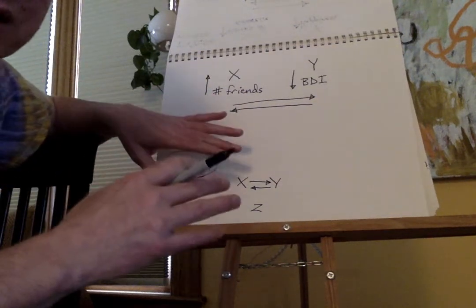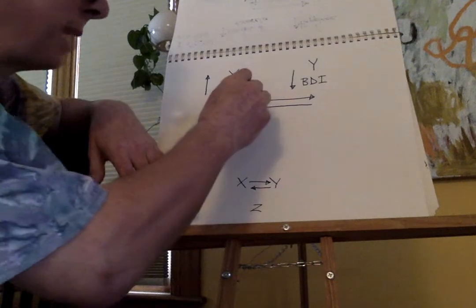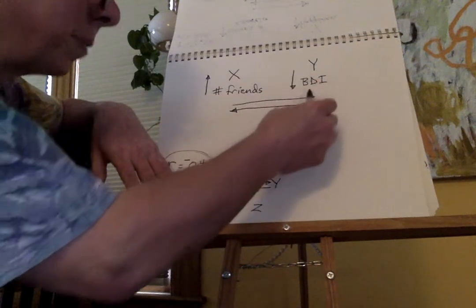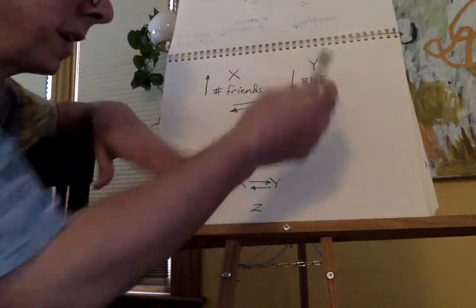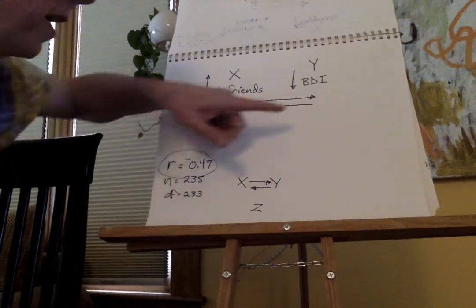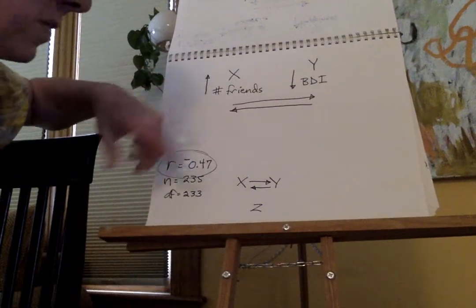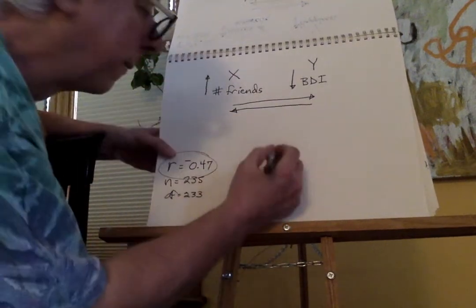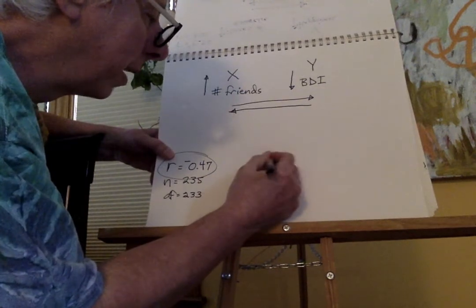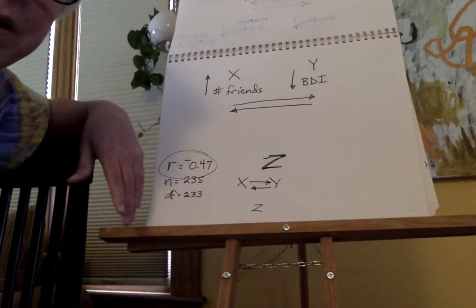And in fact, there's something called reciprocal determinism. It may be that number of friends causes depression, and your depression causes number of friends, and number of friends, right? That's getting even more complicated. Just think about this as two possibilities. Hey, remember, we got to think about a Z variable too, right?